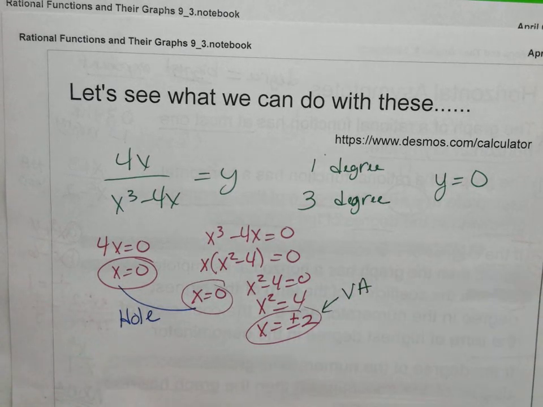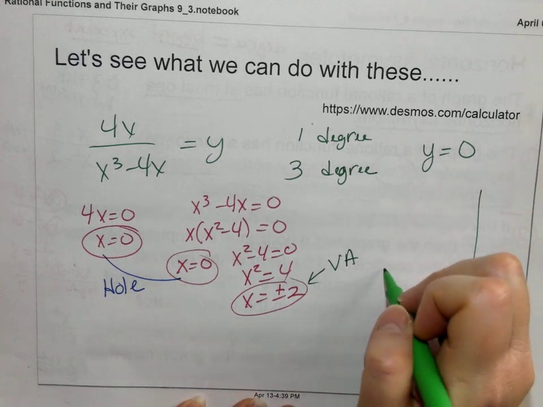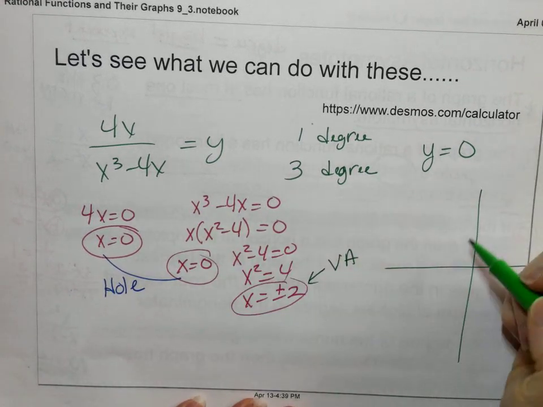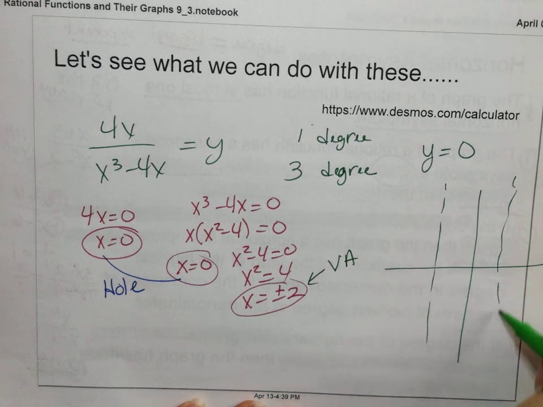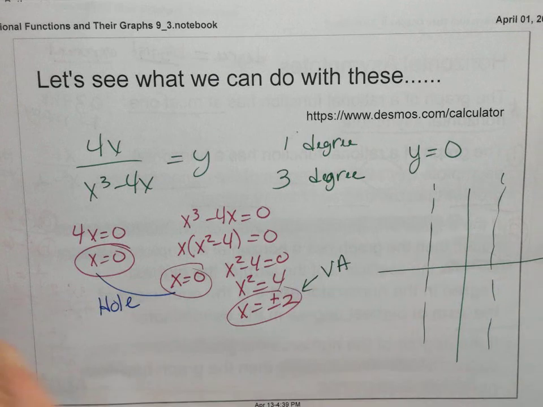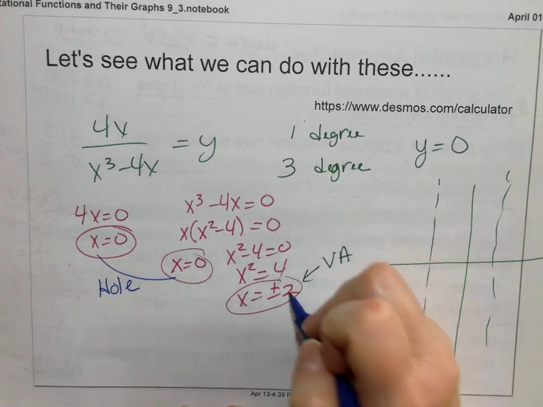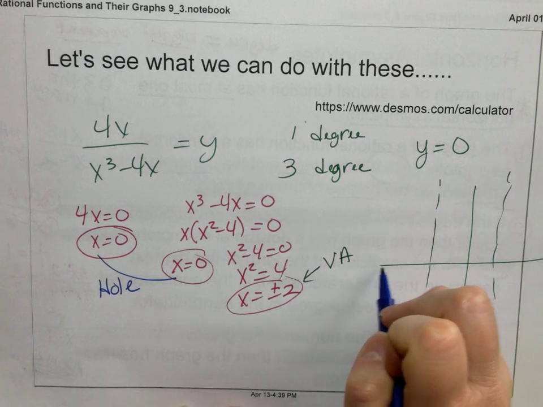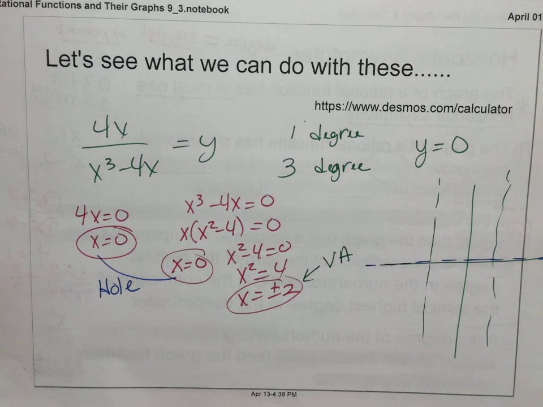So what does this look like? Well, let's take a look. First of all, we have a horizontal asymptote at... I'm sorry, I have this totally backward. We have a vertical asymptote at 2 and a vertical asymptote at -2. We have a horizontal asymptote at 0. And we'll get to the hole in a minute because I can't really draw that.